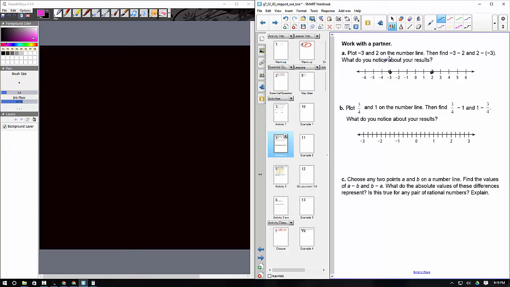So that's good. The other one is negative 3 and negative 2. Well, that's over here. And then 2 minus negative 3. So I have 2 minus a negative. So that goes this way. And that becomes over here.